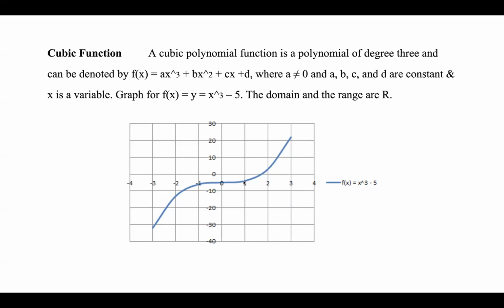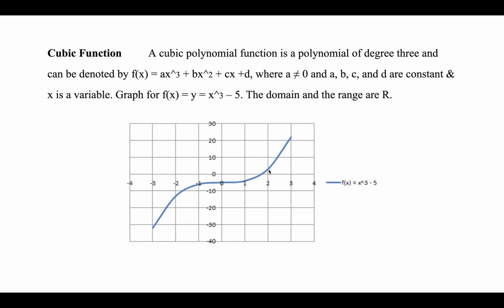Then when 1 is considered, what is the value? 1 cube minus 5, that is 1 minus 5, giving minus 4. This is the point somewhere here. Then 2 cube minus 5, what is 2 cube? 8 minus 5, it gives 3. So between 0 and 10, somewhere here is the point, that is 3.